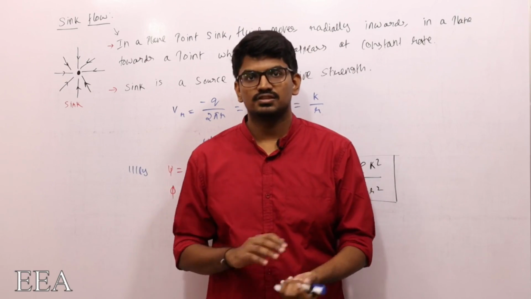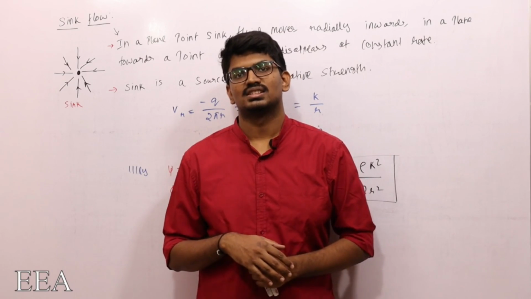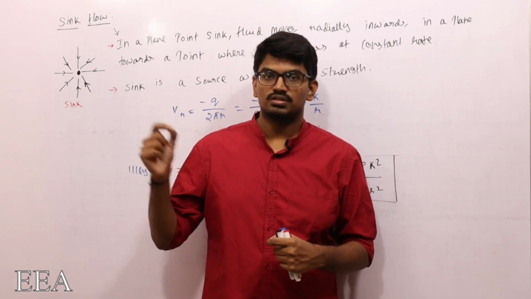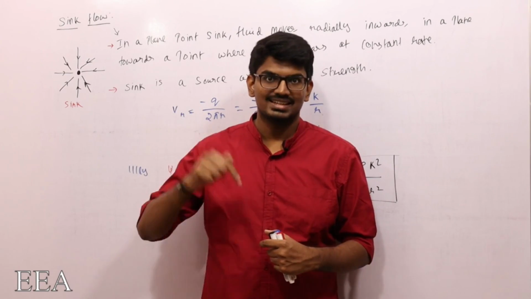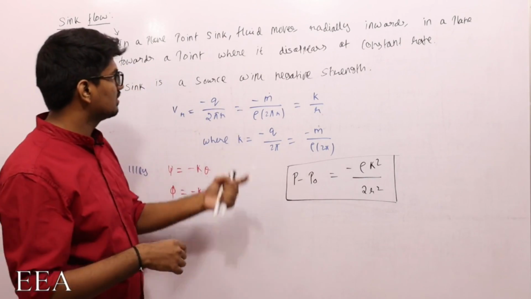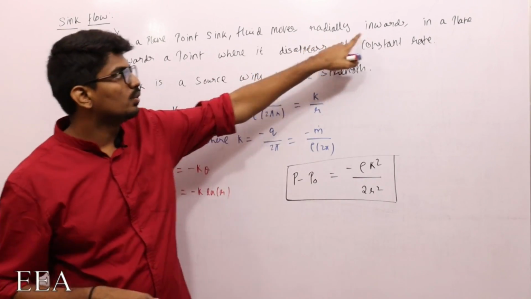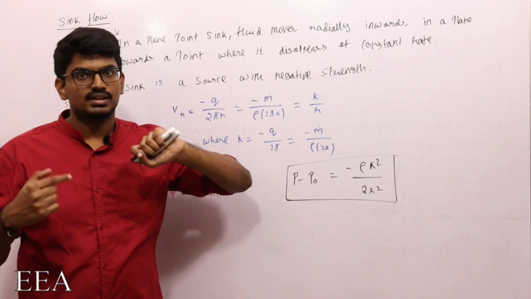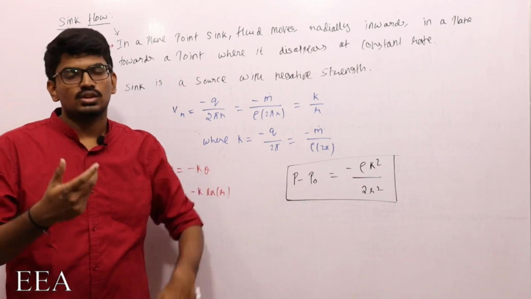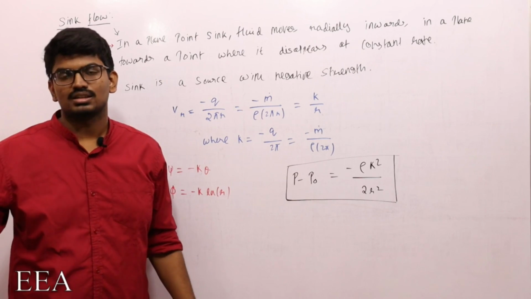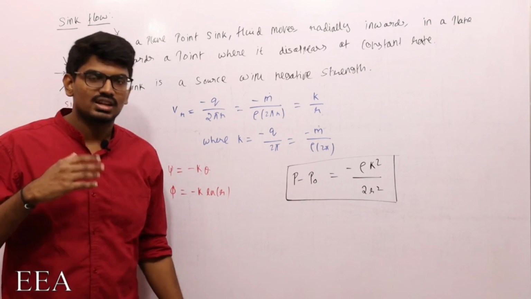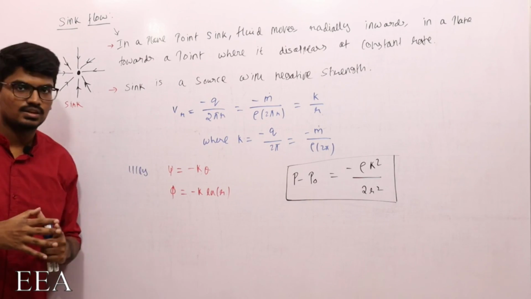So next is sink flow. What is this sink flow? We already know that instead of water emerging out of a point, if it is going inside, towards the point radially, it will be radially moving inwards, and that will also happen at a constant rate. So radially it will move inwards and it will disappear at a constant rate. So here also Q m dot will be constant, and obviously K will also be constant. And if you use the same logic, you can derive psi and phi also.